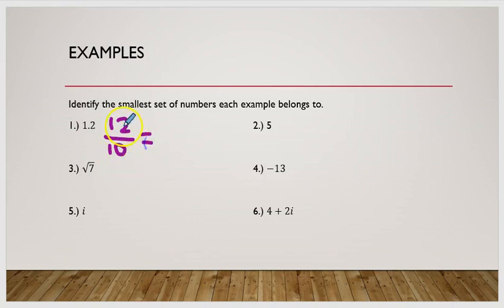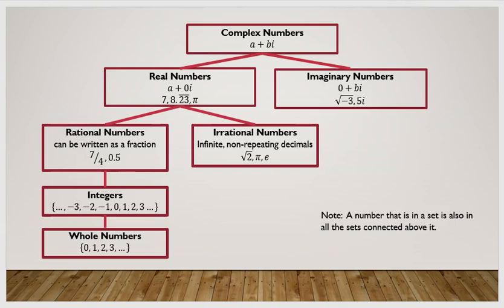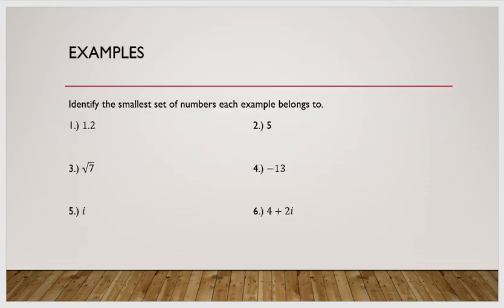reduce that fraction. If I reduce 12 divided by 10, I get the number 6 over 5, and you can test this in your calculator. 6 over 5 is equal to the decimal 1.2. So since we were able to rewrite 1.2 as a fraction, and that's what rational numbers are defined as, numbers that can be written as fractions, then we're able to say that the answer to number 1 is a rational number.